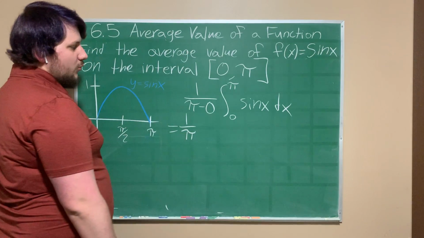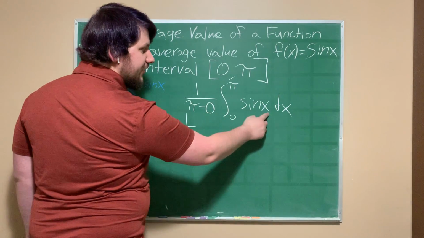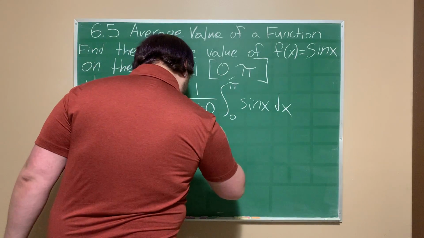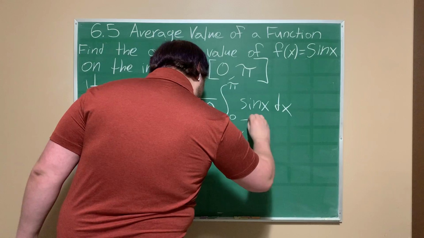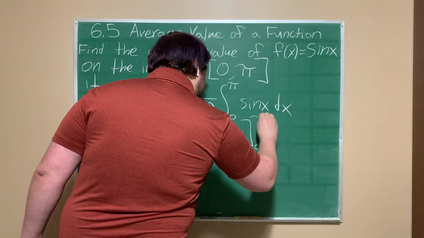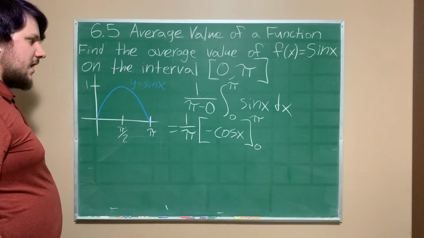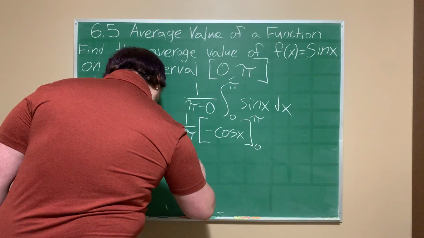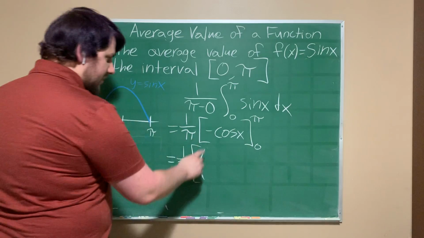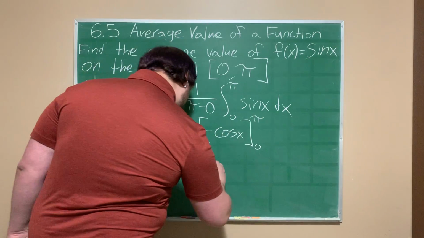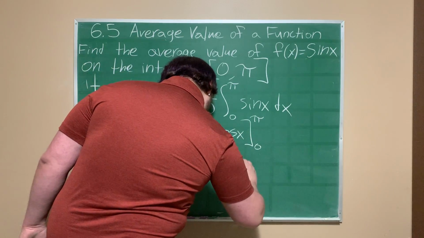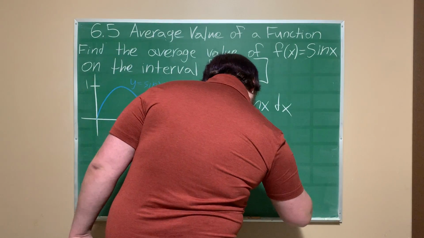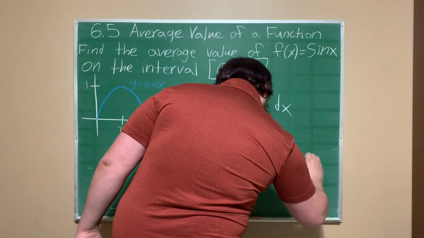And then we are going to take the antiderivative of the sine function. This is going to give us the negative cosine function. We get negative cosine of x evaluated between 0 and pi. So when we plug in our endpoints and subtract, we are going to get 1 over pi times the value negative cosine of pi minus the negative cosine of 0.